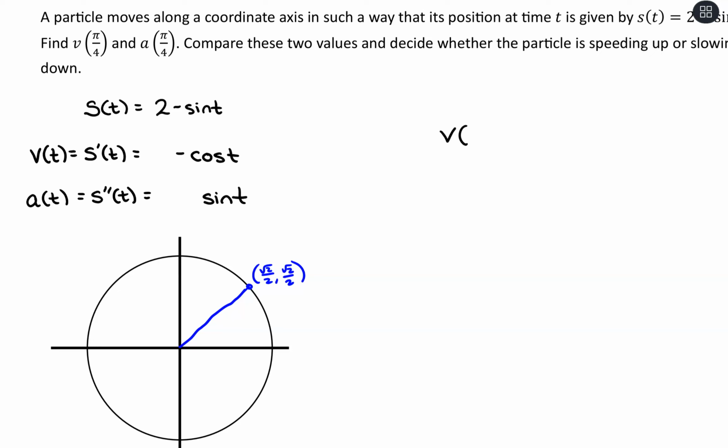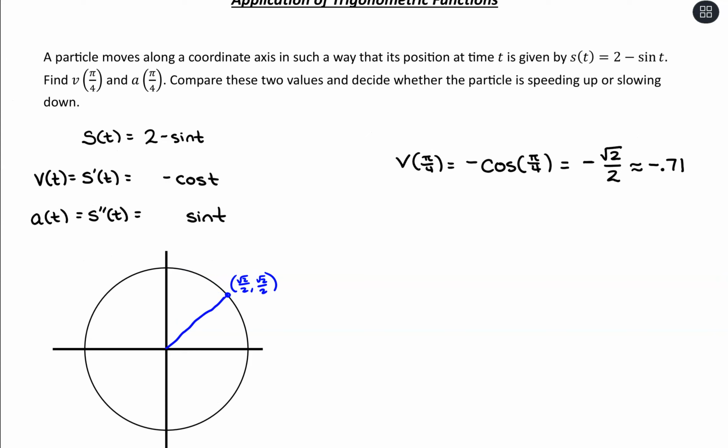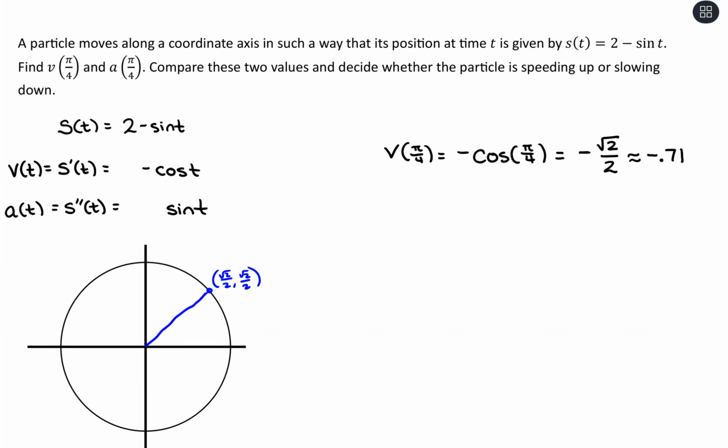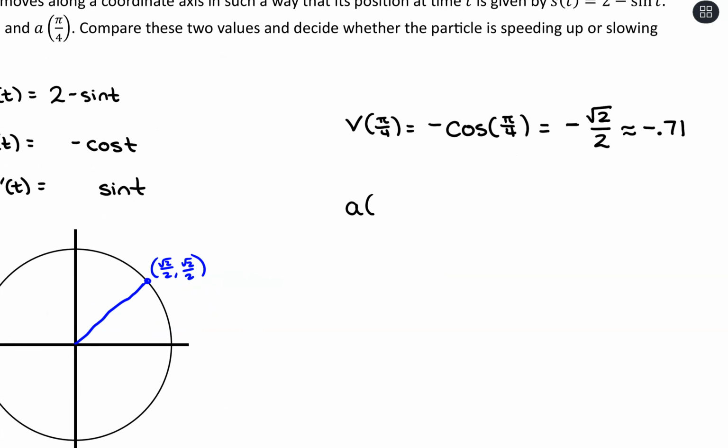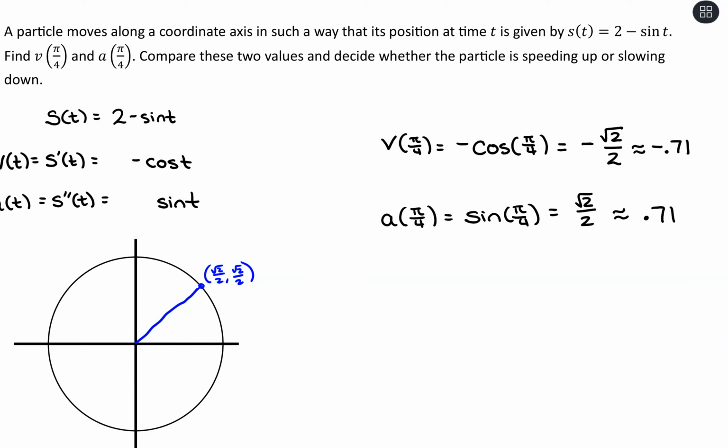So the velocity at pi over 4 is going to come from negative cosine of pi over 4, which is a negative root 2 over 2. And as an estimation, we can get the decimal for a negative 0.71. They don't give us any units here, but that would be like feet per second or miles per hour, something like that. Okay, then the acceleration is coming from positive sine of pi over 4, which is just root 2 over 2, which is about positive 0.71.